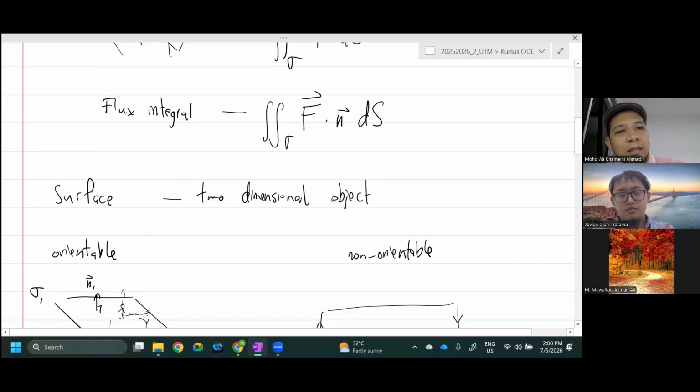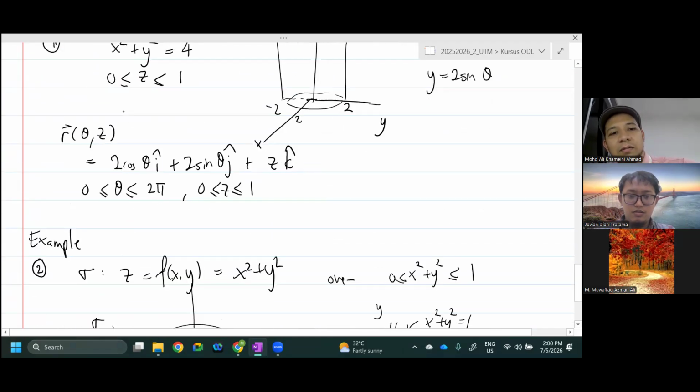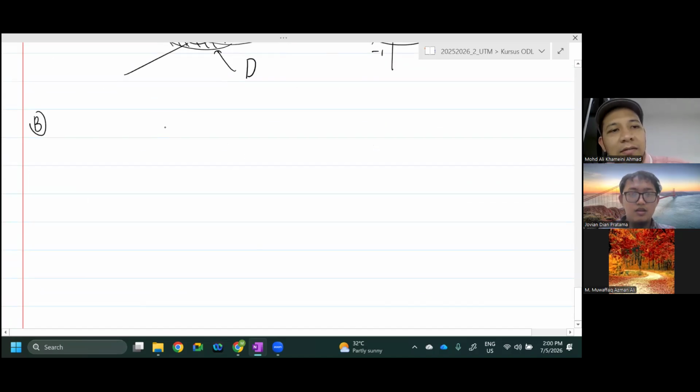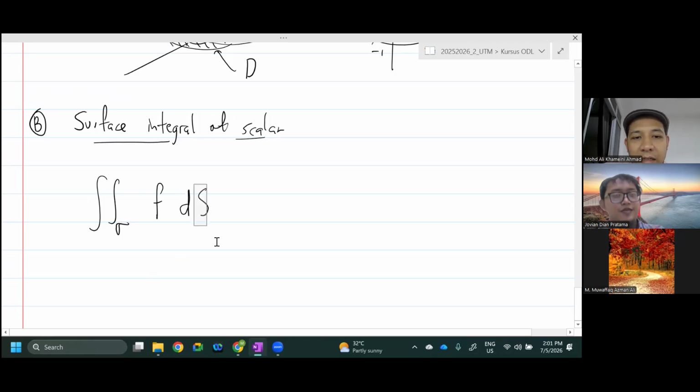So what I was talking about just now was topic A. So now let us proceed to the second part, which is surface integral of scalar field. Integral of scalar. So as I mentioned before, you have this double integral, and then you want to integrate this scalar function ds over this surface sigma, and this is somehow like a surface area.